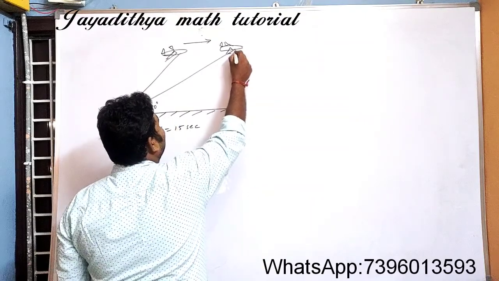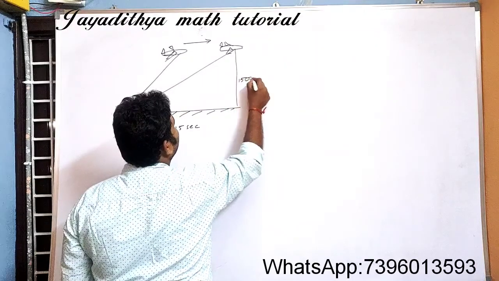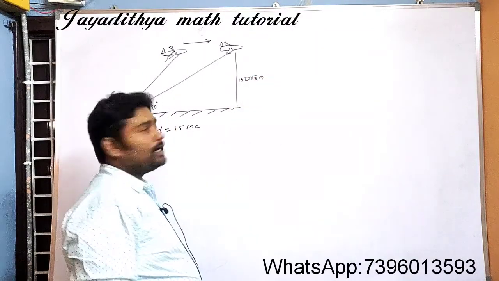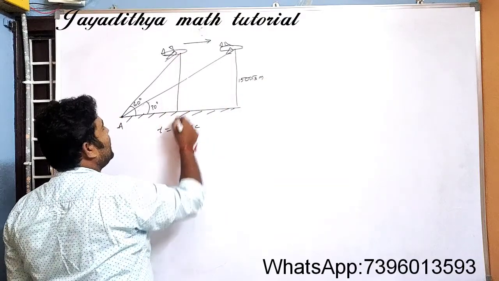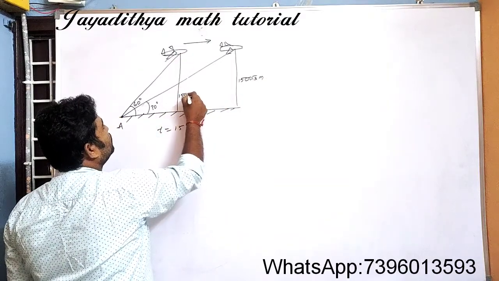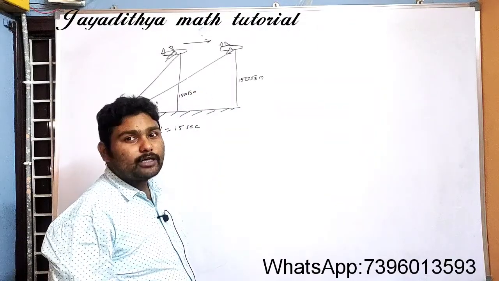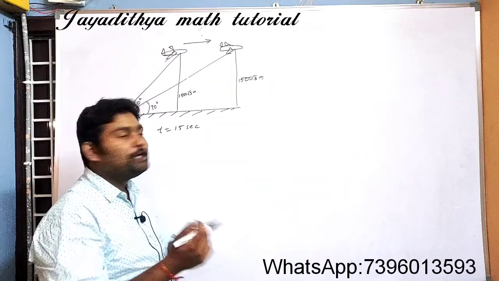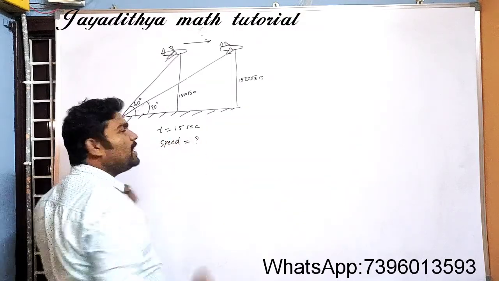So the plane is flying at a constant height of 1500 root 3 meters. Here the height is 1500 root 3 and here also the height is 1500 root 3 only. Why? Because it is flying at a constant height. So see where the question comes. Actually, what is our question? You need to find the speed of the plane.